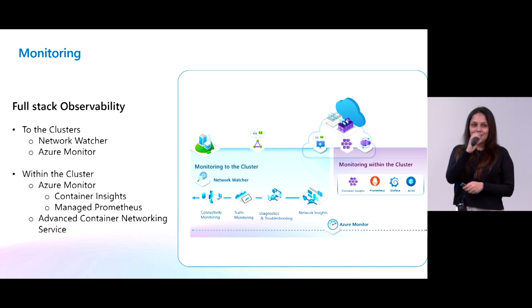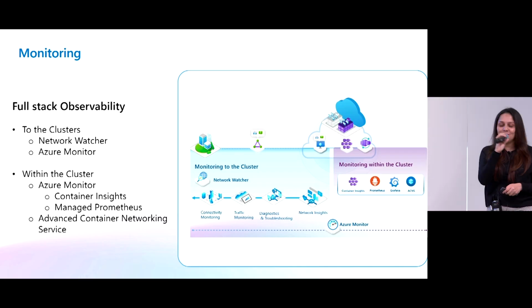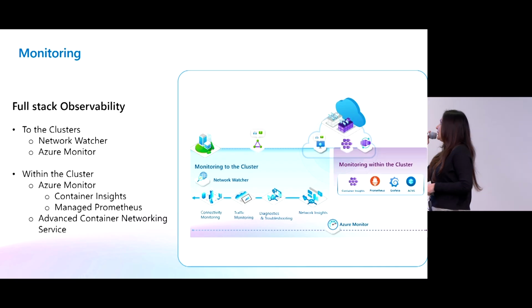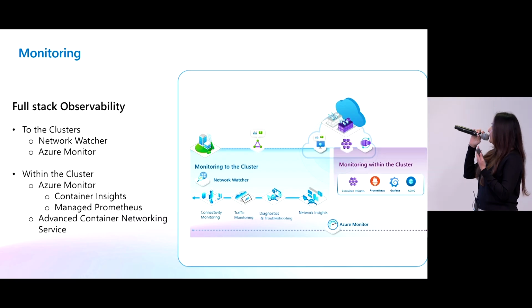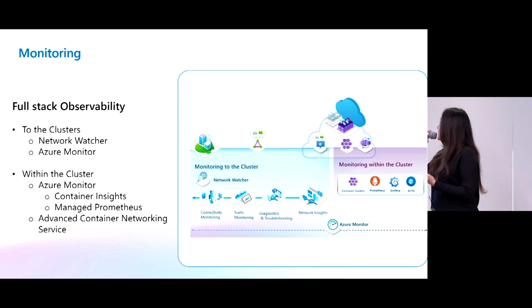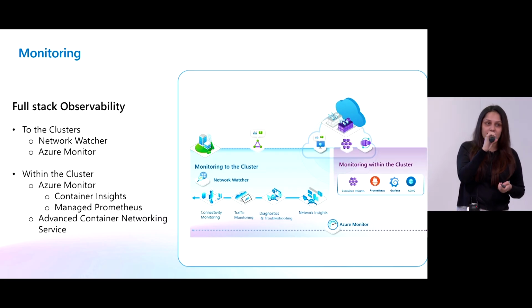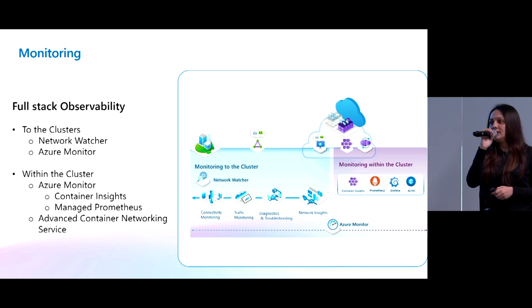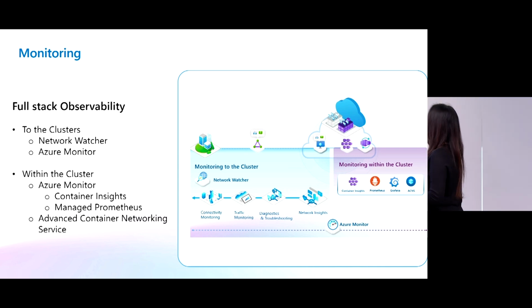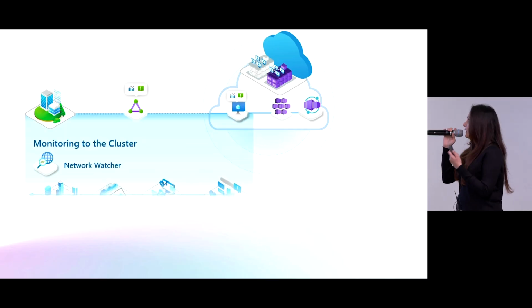Three teams come together to make this happen. So you have Network Watcher, which gives you observability to the cluster. You have Azure Monitor, which sort of gives you visibility into Prometheus data. You have ACNS, which sort of gives you networking related specific stuff. All of this is readily available in Azure Monitor for you to consume. With that, I'm going to talk about the first piece of observability, which is connecting to the cluster.